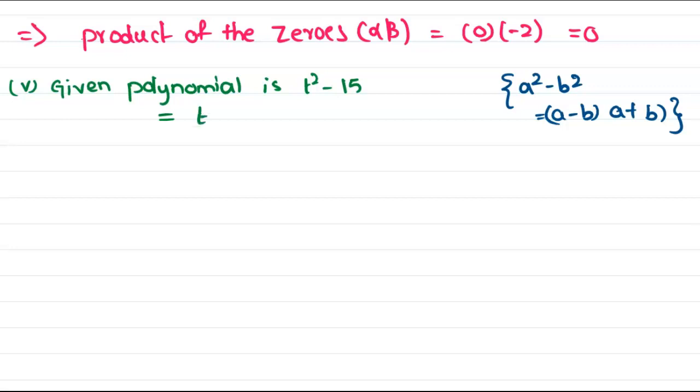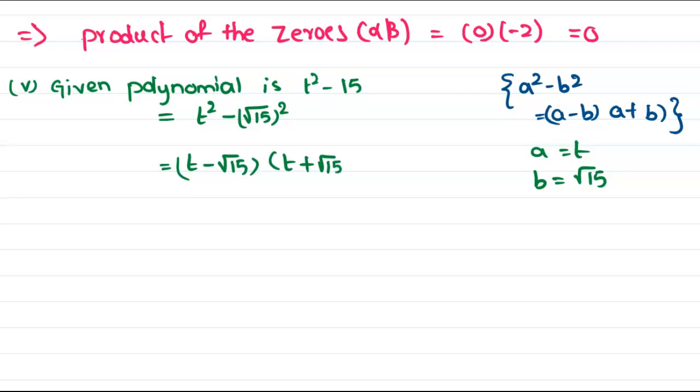So here t square minus root 15 whole square. So 15 we have to write as root 15 whole square. So by using this formula, here a is equal to t, b is equal to root 15. So that is equal to, after using the formula, t minus root 15 into t plus root 15. So now we have to equate to 0, that is t minus root 15 is equal to 0 and t plus root 15 is equal to 0 here.